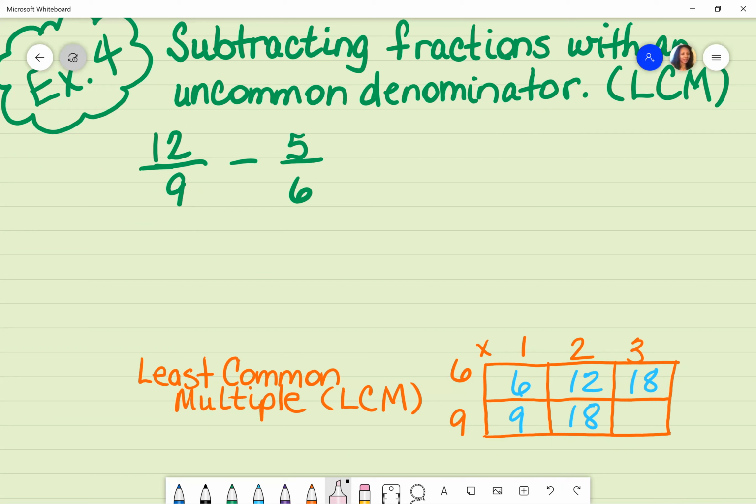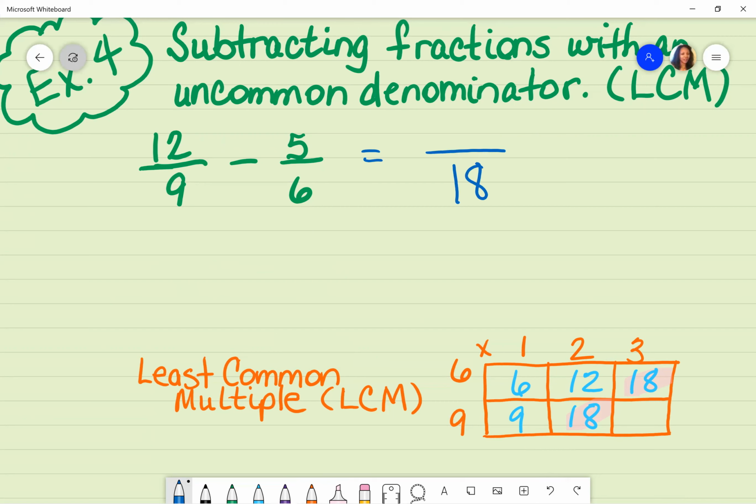So 6 times 1 is 6, 6 times 2 is 12, 6 times 3 is 18. And then I go to my second row and I do the same thing. 9 times 1 is 9, 9 times 2 is 18. Least common multiple means the smallest number that they have in common when I multiply. So the least common multiple I see is 18. So that tells me that's going to be my least common denominator. So I know that this is going to be 18.